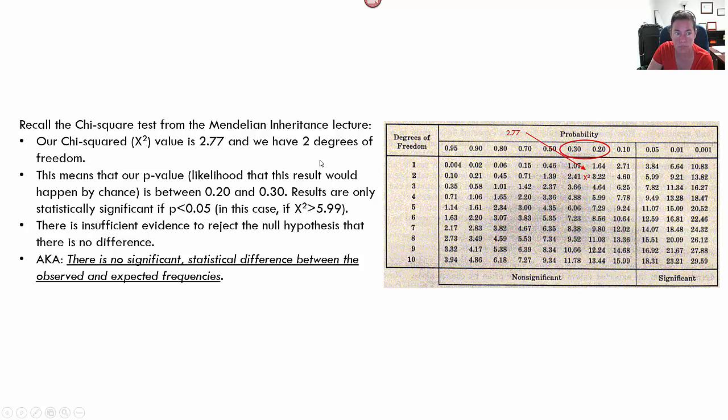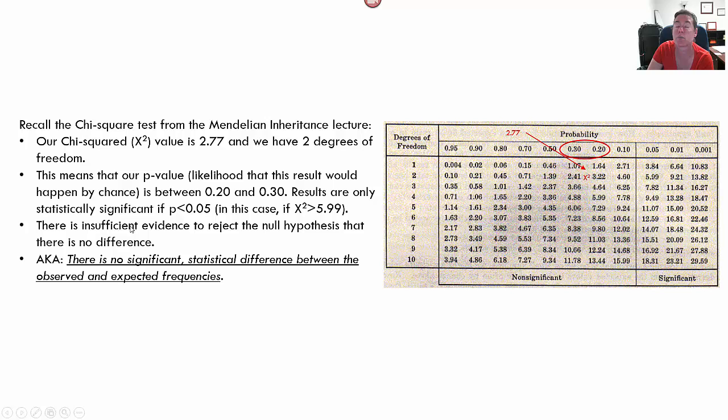probability table. The chi-square is 2.77, and we have what we call 2 degrees of freedom. This means that our p-value, the likelihood that this result would happen by chance, is between 0.20 and 0.30. Okay, right here, it would be right here, 2.77. The results are only considered statistically significant if the result would be 5.99 or greater.